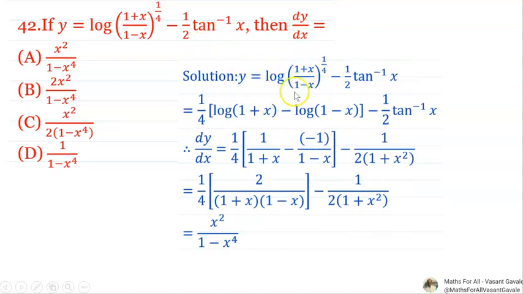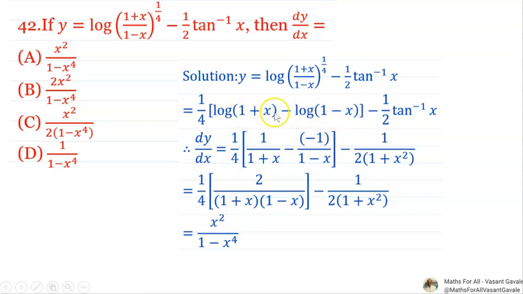Okay, y is equal to log of (1 plus x upon 1 minus x) bracket to the power 1 by 4 minus 1 upon 2 tan inverse of x. आता 1 by 4 आपण इथे पुढे घेणार. In bracket, log of 1 plus x minus log of 1 minus x, minus 1 upon 2 tan inverse of x. Okay. इथे log चा आपण इथे रूल वापरलेला. Log of m upon n means what? Log of m minus log of n. Okay. 1 by 4 इथे बाहेर आहे. Differentiate करणार या टर्म ला.